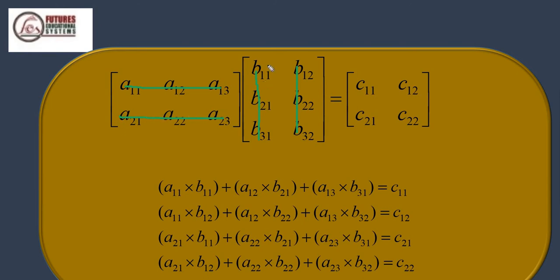It means the first row multiplies the first column and the second column. The second row multiplies the first column and the second column. Let's go to solve this example.